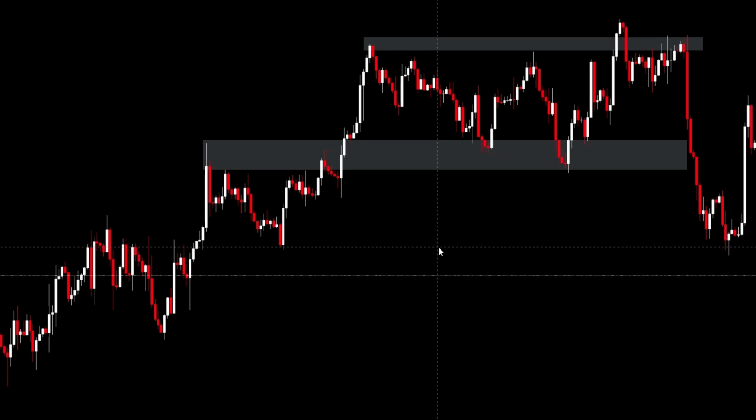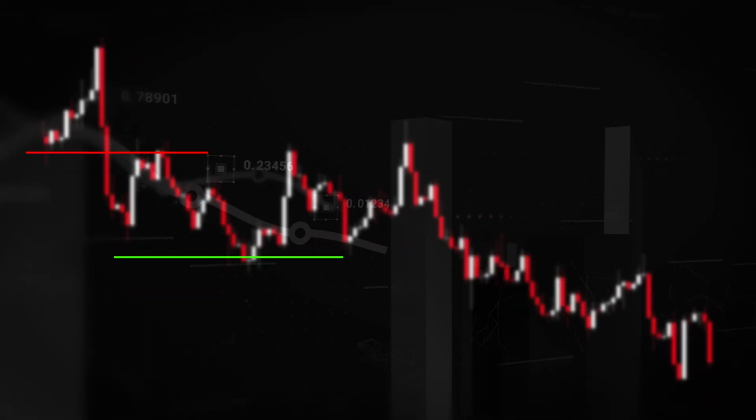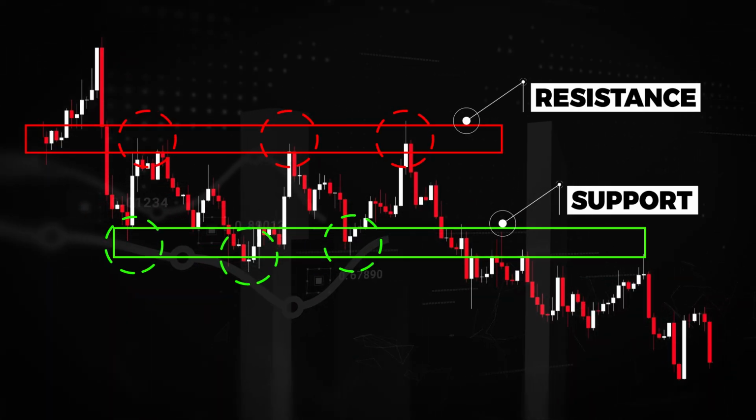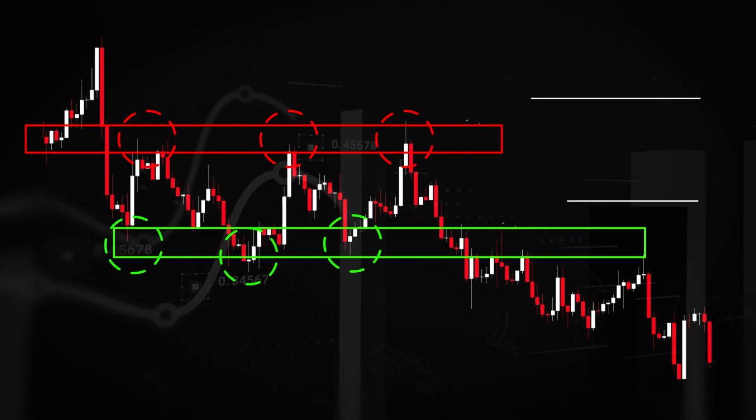Let's start with the basics. What exactly are support and resistance levels? Support and resistance are areas where the price has reacted in the past and might potentially react again in the future.